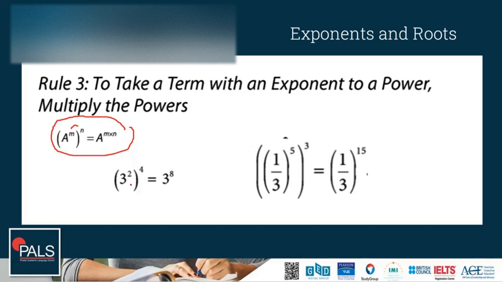Okay, let's look at the example. 3 to the power of 2, to the power of 4. So we multiply 2 times 4. The answer is 8. So the new expression is 3 to the power of 8. Next, 1/3 to the power of 5, to the power of 3. So 5 times 3 is 15. So 1/3 to the power of 15.